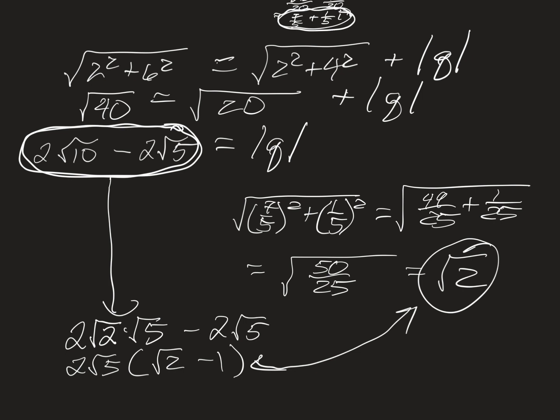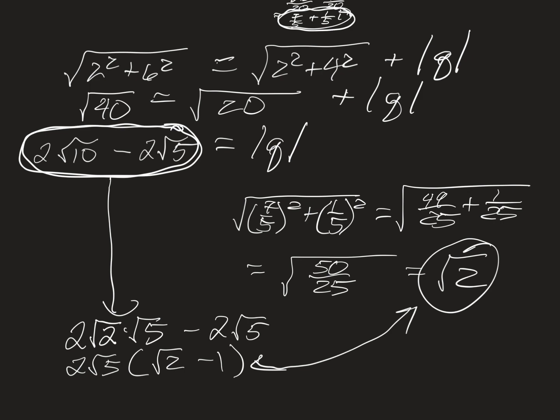They should be the same, and so I'm going to check it. You should check it too. I'm going to check it right now. The square root of 2 is equal to 1.41, and I'm going to do 2 square root of 10 minus 2 square root of 5, and they're not the same.